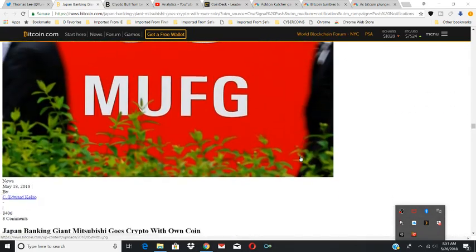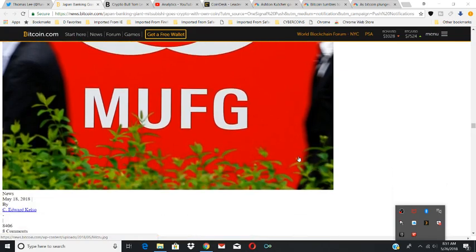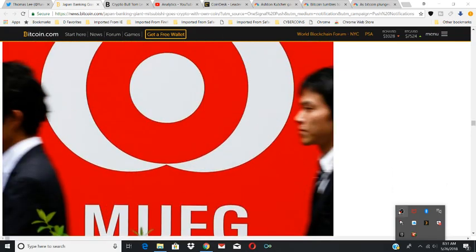Guys, this is big news. The largest bank in Japan is coming out with its own crypto coin. This is what's going on, and it's going to be huge. It's going to transform the world, guys.